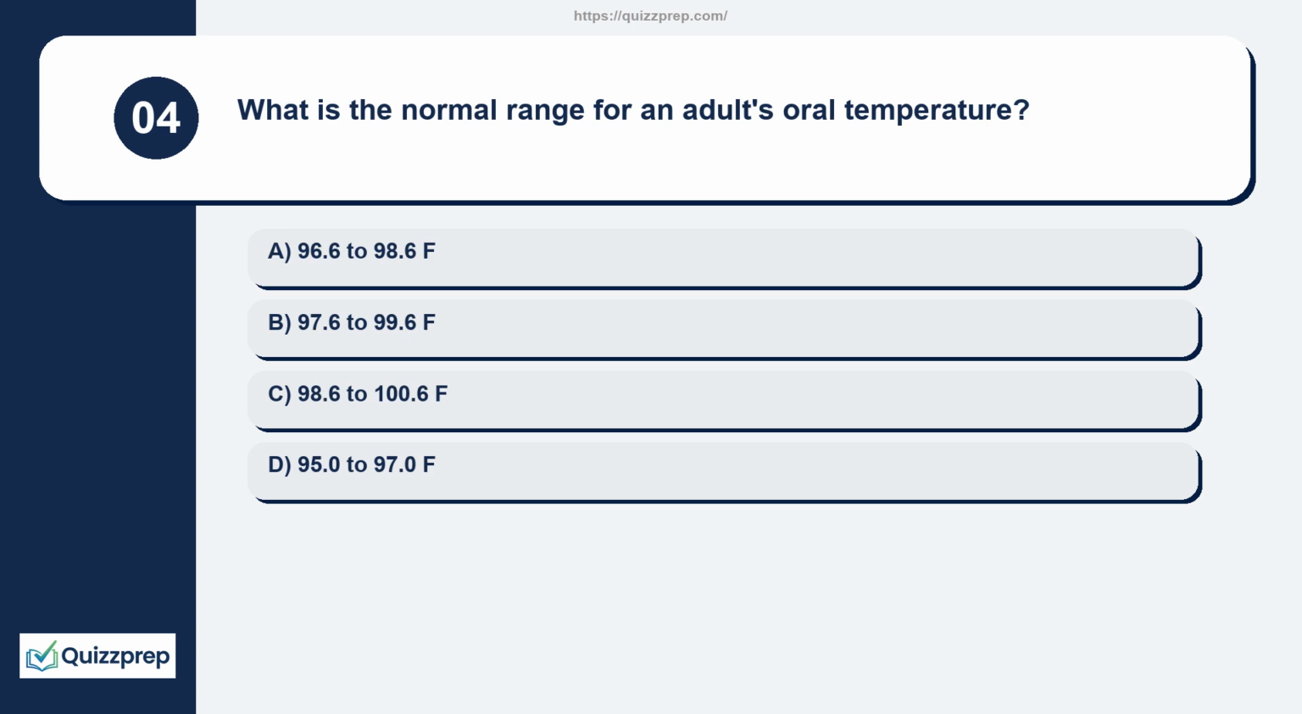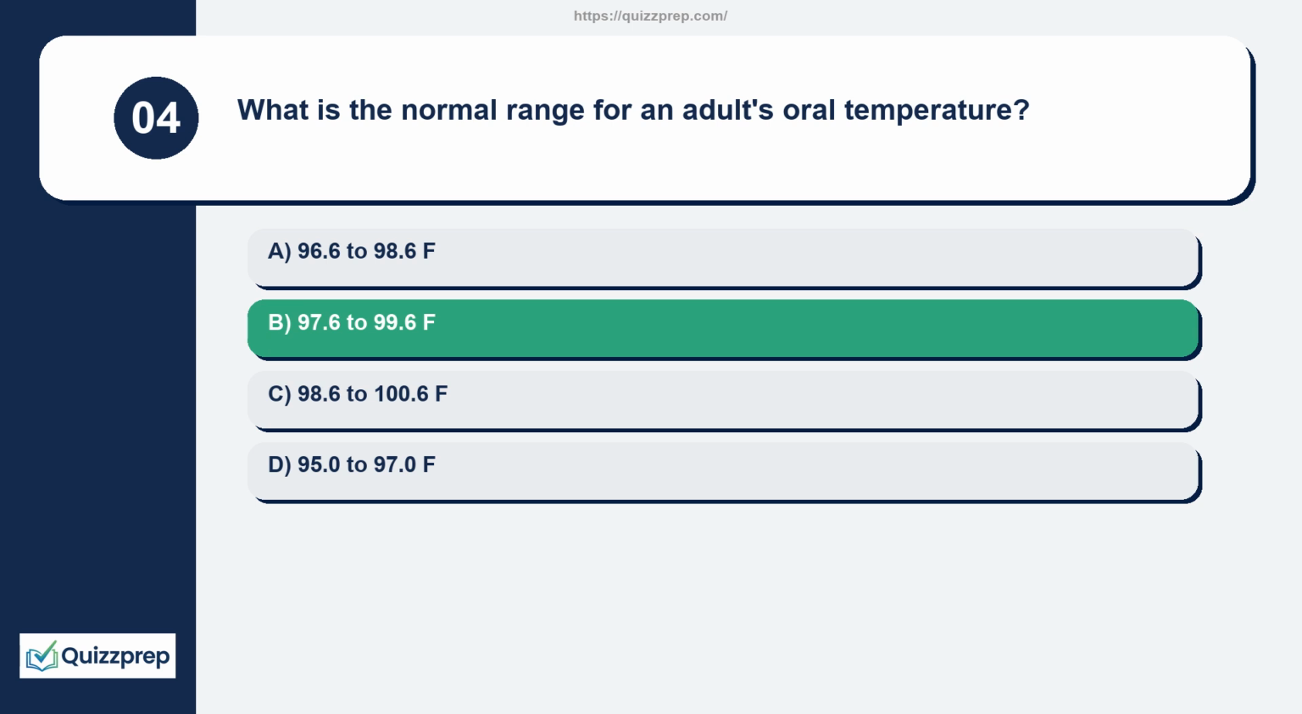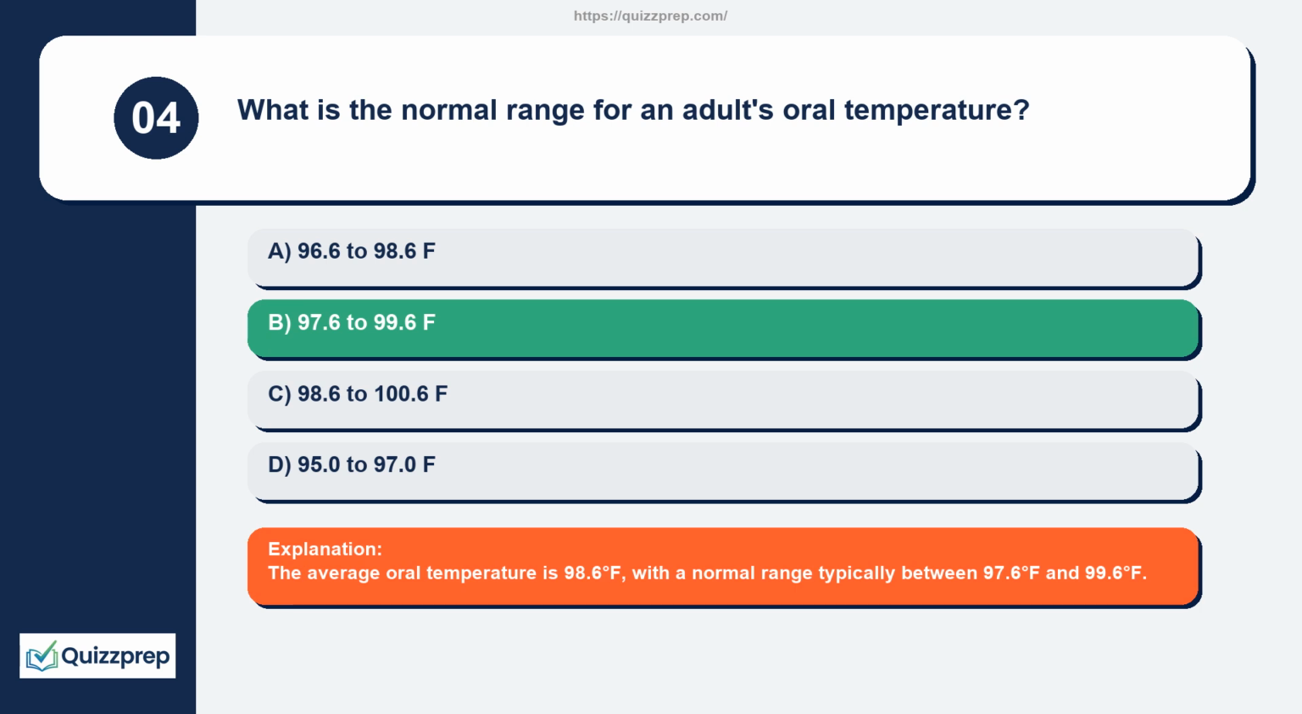Question 4. What is the normal range for an adult's oral temperature? 96.6 to 98.6 F, 97.6 to 99.6 F, 98.6 to 100.6 F, 95.0 to 97.0 F. The average oral temperature is 98.6 degrees Fahrenheit, with a normal range typically between 97.6 degrees Fahrenheit and 99.6 degrees Fahrenheit.